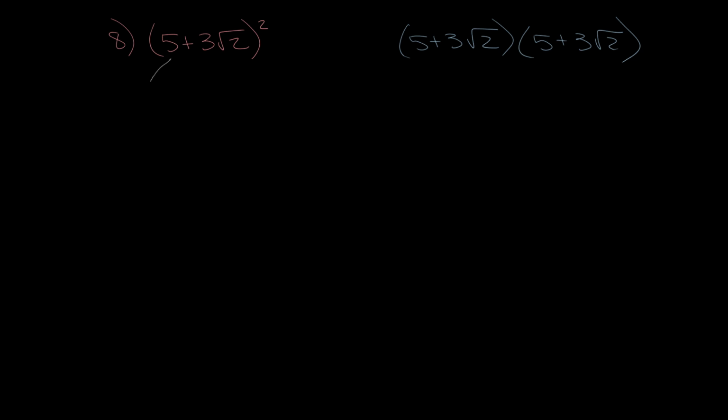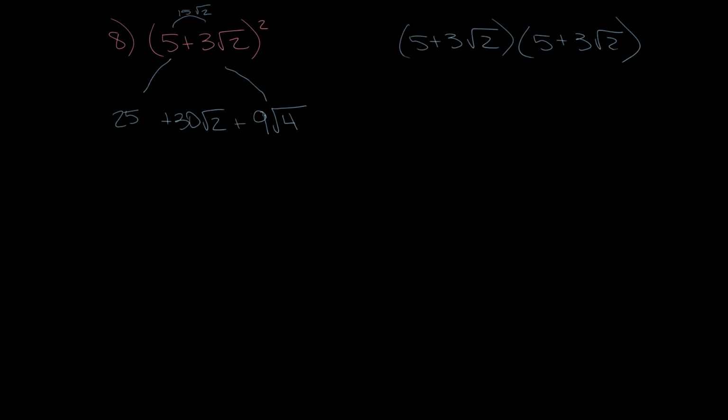Okay, so if I square the 5, that's 25. If I square this, 3 squared is 9. And then the square root of 2 squared would be the square root of 4. Then I'm going to multiply these together, and I would get 15 square root of 2. And then double, and we get 30 square root of 2.